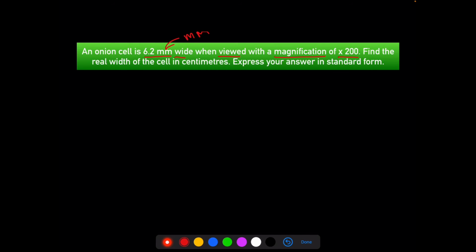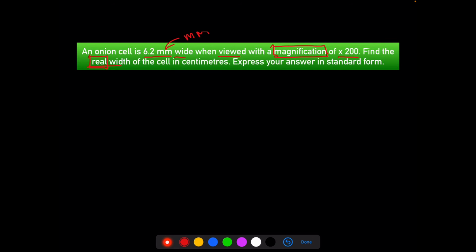But anyway, an onion cell is 6.2 millimeters wide. So remember in your mind that it is millimeters. I'm just going to write that again. Millimeters wide when viewed with a magnification of times 200. The minute you read that magnification word, you should be thinking, okay, I'm going to need to use this magnification equation in this question, and then find the real width.